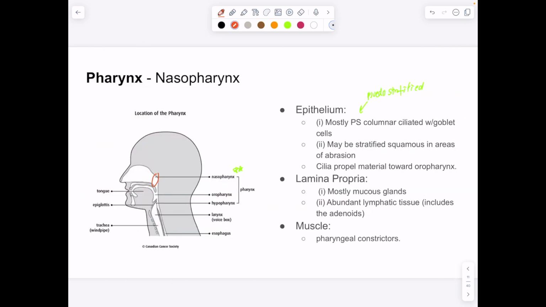So we have the back of the nasal cavity with the nasopharynx, and then it extends downwards to the top of the larynx and the esophagus. So the nasopharynx is what we're focused on. We're not going to be worried about the oropharynx or the hypopharynx. We'll get to those another time. But specifically, we didn't have any slides on the nasopharynx.